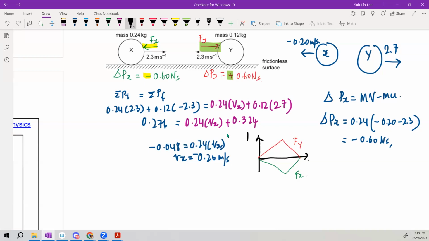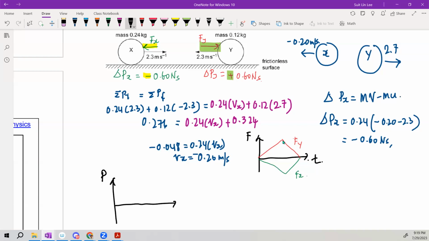This is force, this is time. So the change in momentum is the same because it's the area under the graph. Okay. So right now, another graph to draw here is the graph of momentum against time. But if I want to draw to scale, because this one is in milliseconds, it's going to look very weird. So I will not draw it to scale.